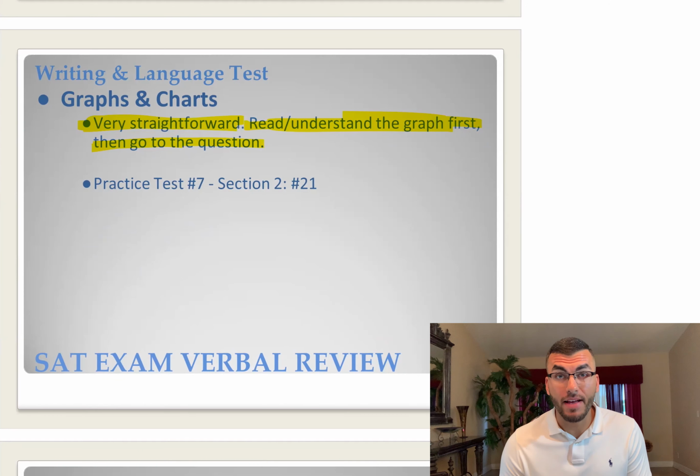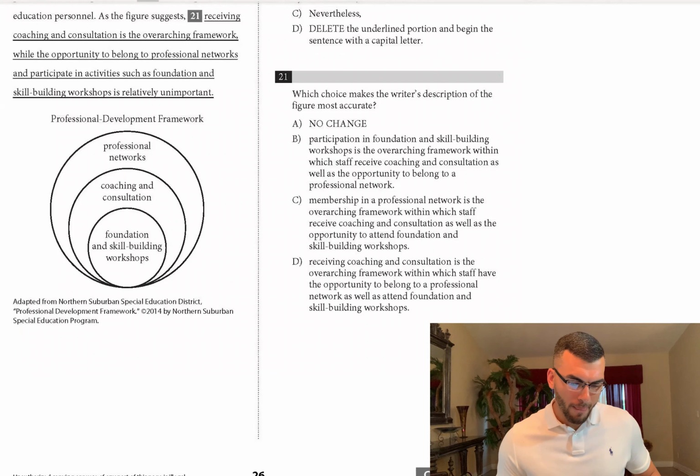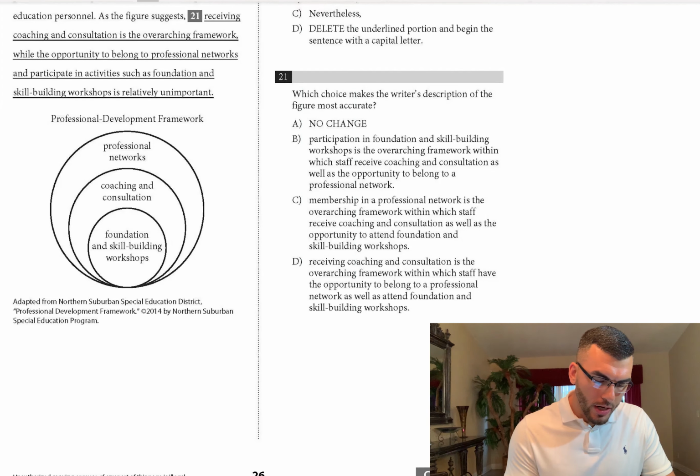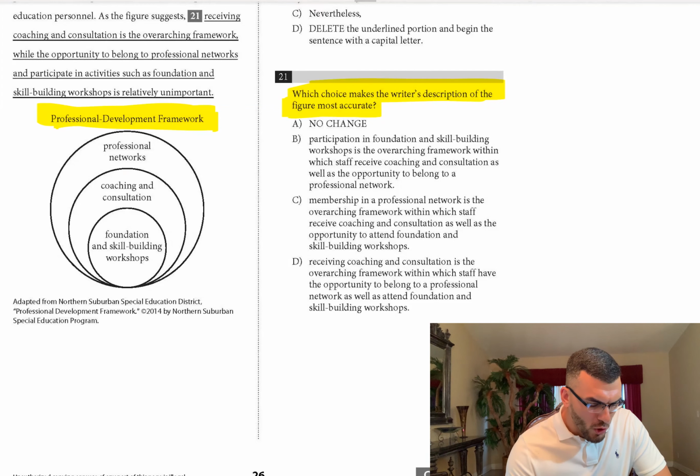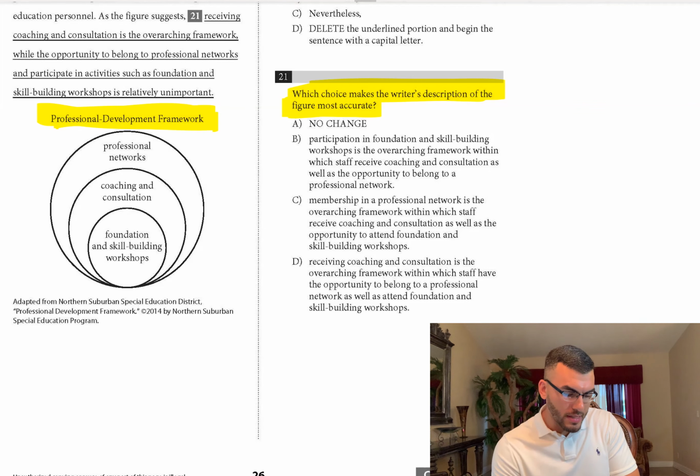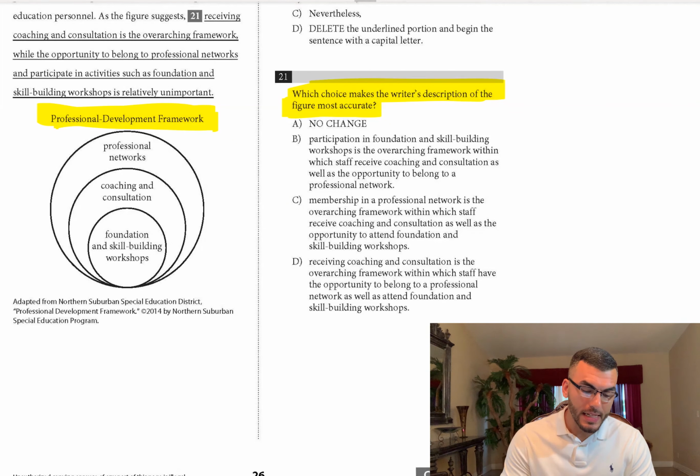So let's look at practice test 7, section 2, number 21. Which choice makes the writer's description of the figure most accurate? Okay, so we're talking about this figure right here. So let me understand the figure first. We have professional networks at the top, coaching and consultation next, and then at the bottom in the smallest circle, foundation and skill building workshops. Okay, professional development framework, different types of professional development. So now let me see the answer choices and see which make the writer's description of the figure most accurate. Which is an accurate description of the figure?